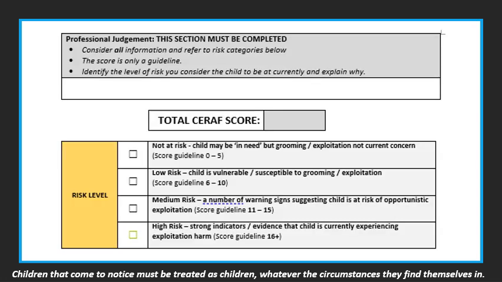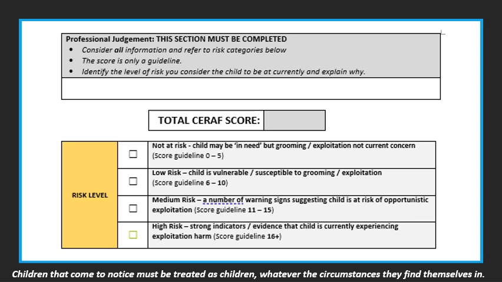Once you have completed the previous sections of the CERAF, you will come to the scoring and professional judgment boxes. Scoring is achieved simply by adding the scores from each vulnerability and indicator together. Remember, it's 1 point for low, medium and high risk indicators present within the last 3 to 6 months, and 5 points for any high risk indicators present now.